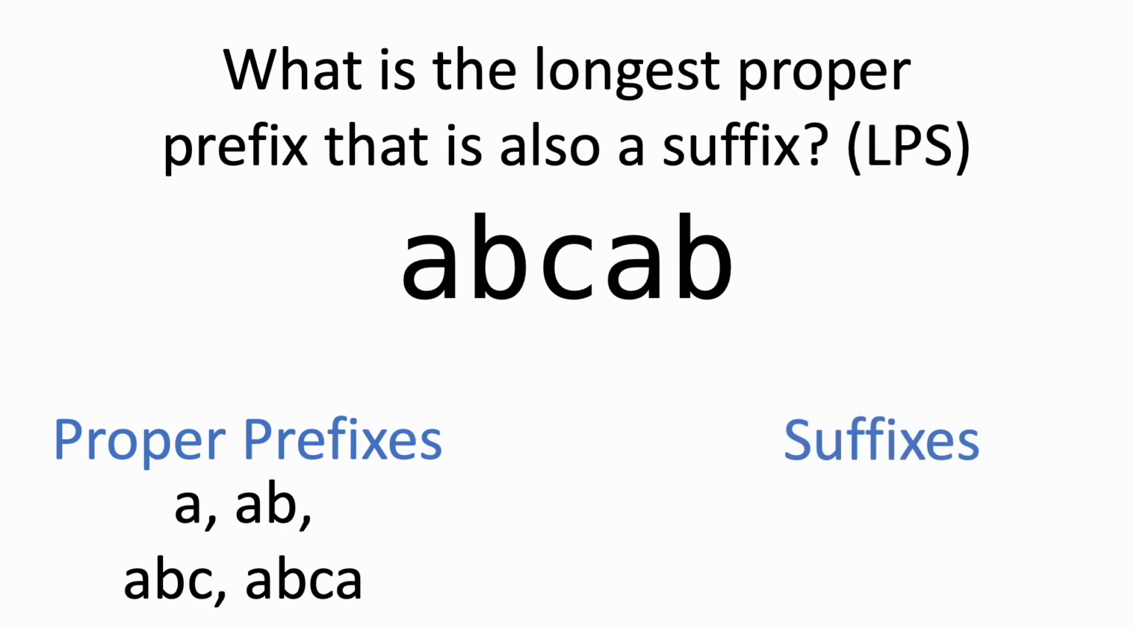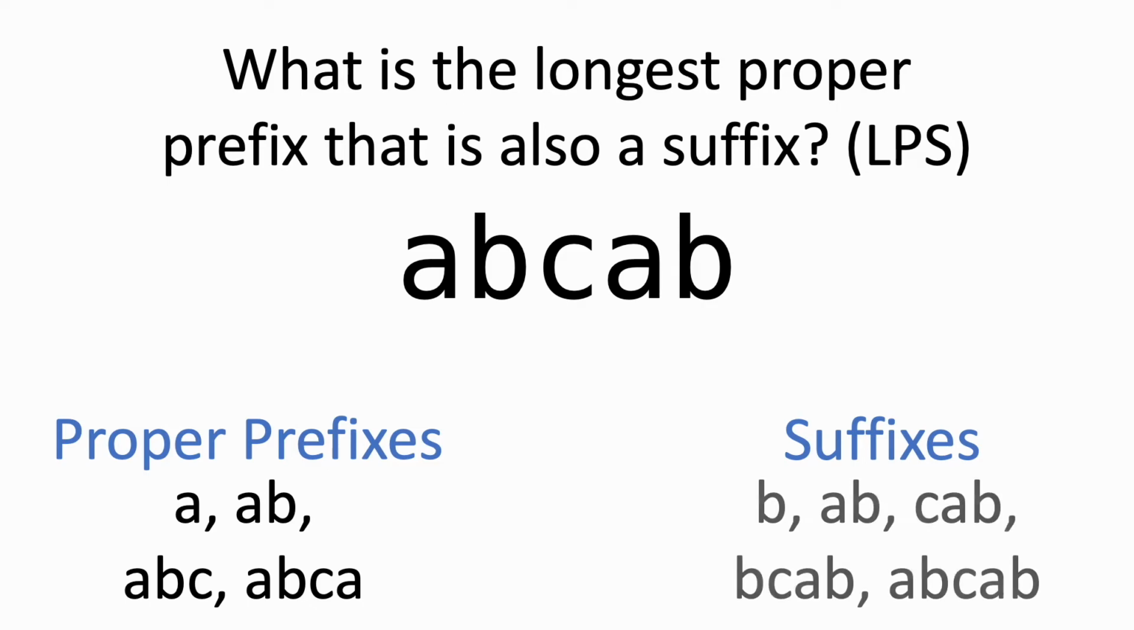And the suffixes, starting from the back, would be B, AB, CAB, BCAB, and ABCAB. So you can see that the longest proper prefix that is also a suffix is AB, because it appears at both the beginning and the end of the word. So as part of the KMP algorithm, we would first need to find the length of the LPS of every possible prefix of the needle, and store that in an array.